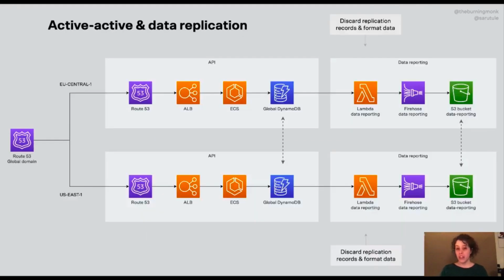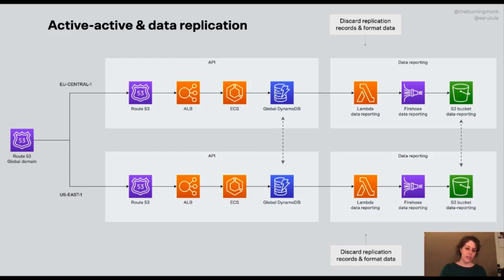Something that needs to be taken into account when doing active-active and data replication at the same time is to beware of replication records. Let's have a look at this diagram. You have a REST API that is deployed in two different regions. They are both active-active, so they are receiving traffic. And you have both regions writing to a global DynamoDB table with specific records that get added in that specific region.